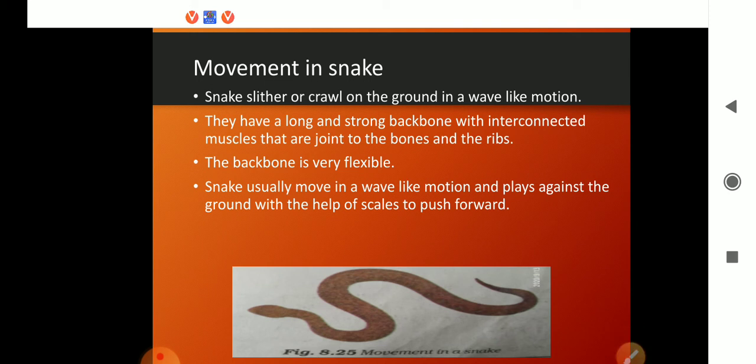Snakes slither or crawl on the ground in a wave-like motion. They can move forward very fast, but not in a straight line. They move in a zigzag pattern, and they have a long and strong backbone with interconnected muscles. They are joined to the backbone and ribs, and the backbone of the snake is very flexible. Snakes usually move in a wave-like motion and press against the ground with the help of scales to push forward, right. Okay, this was about the snake.